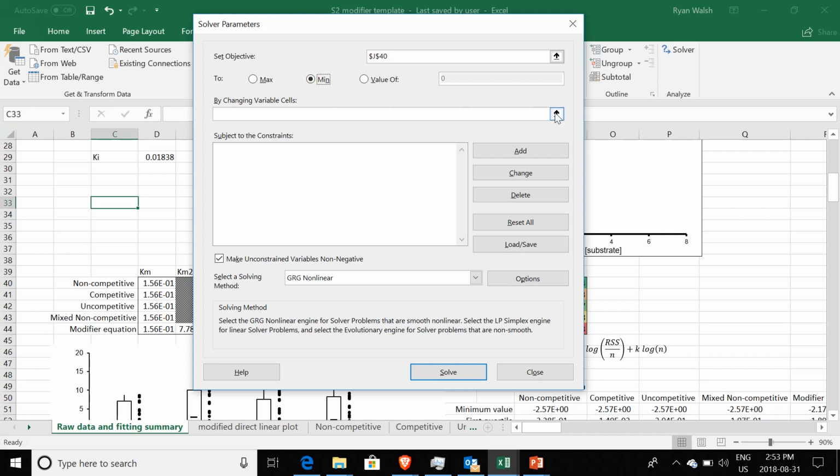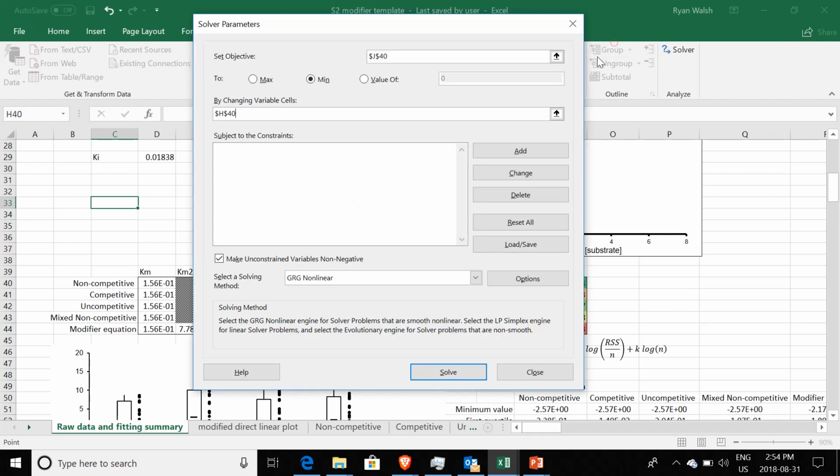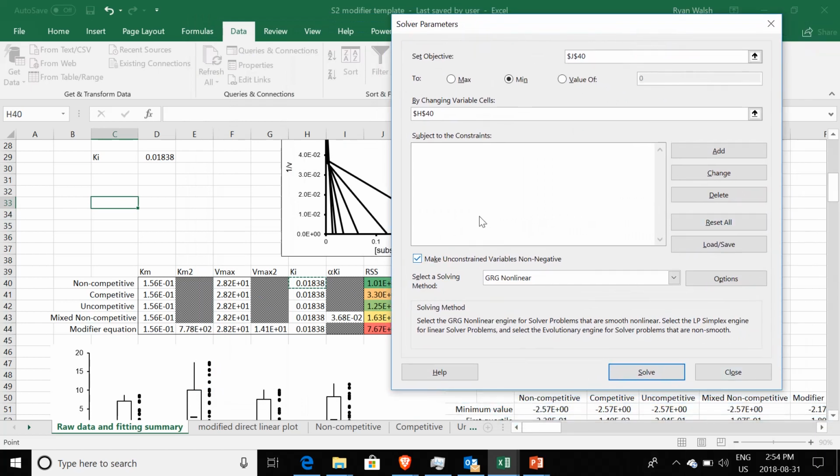And then you're going to say, I want you to minimize the sum of squared residuals by changing the variables, and the variables in this are the parameters. And in this case, you should probably start out with the inhibition constant. Okay, so we'll just run that and see what happens.